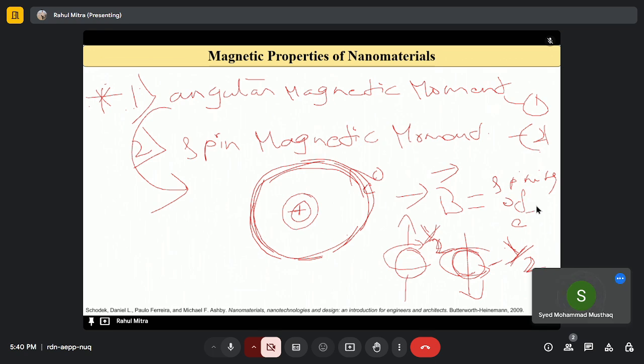There is a magnetic moment from neutrons also, but that is a few orders of magnitude lower than the spin magnetic moment, so that can be easily neglected.